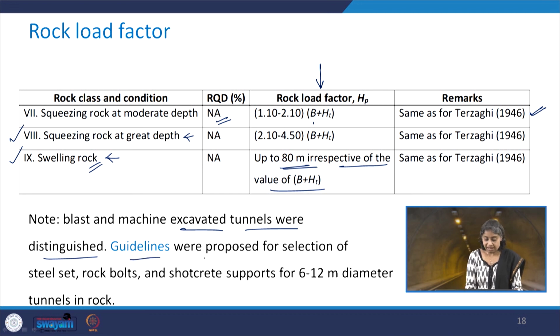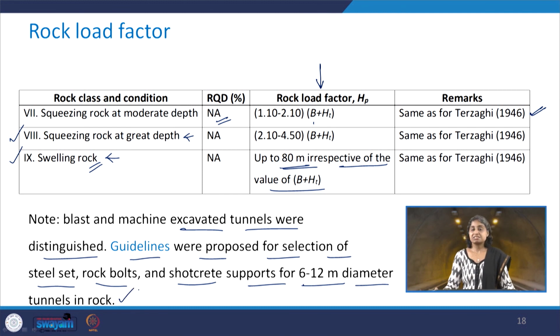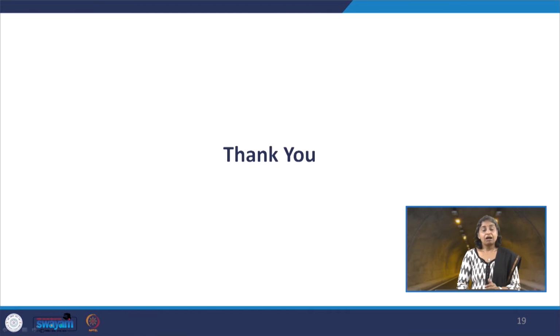The guidelines were proposed for the selection of steel sets, rock bolts and shotcrete support for 6 to 12 meter diameter tunnels in rock. Now, what are those guidelines? We will see in the next class.